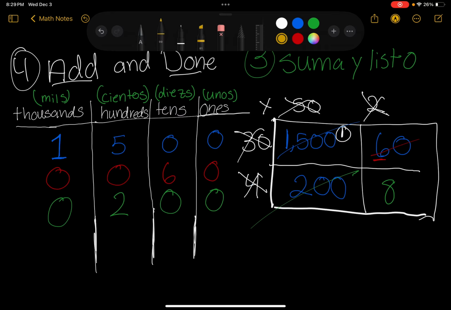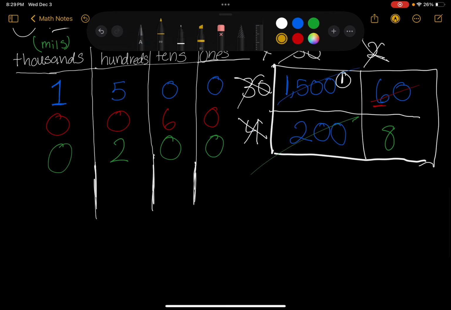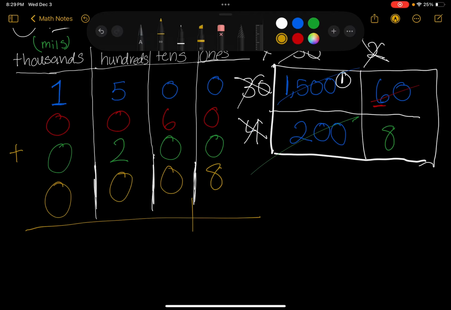And now we got our lone 8. She's the one left, so we're going to do that one next. So 8. Do you have any thousands for 8? Nah, she's alone. Any hundreds for 8? Nah, she's by herself. Any tens for 8? Nope, by herself. And do we have any ones for 8? We have 8 ones.